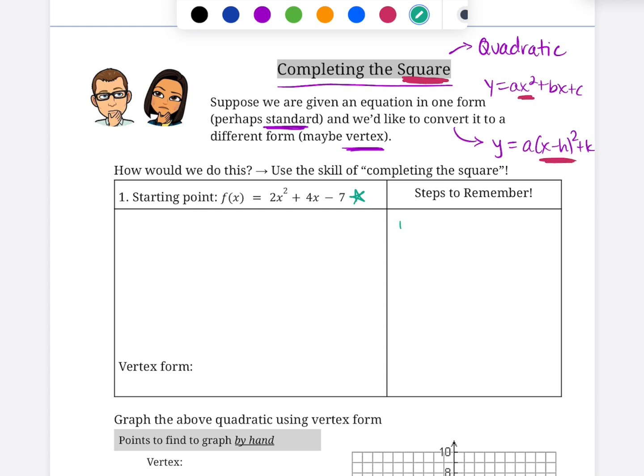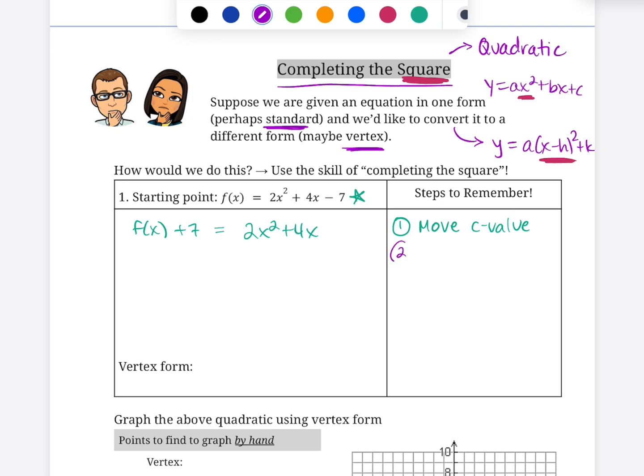Step number one is that you are going to shift or move the c value to the other side. What does that look like? That looks like f of x plus 7 equals 2x squared plus 4x. If you're wondering why we are doing this, the idea behind completing the square is that you have a perfect square trinomial. And right now, we can't possibly have a perfect square trinomial because 7 isn't a perfect square.